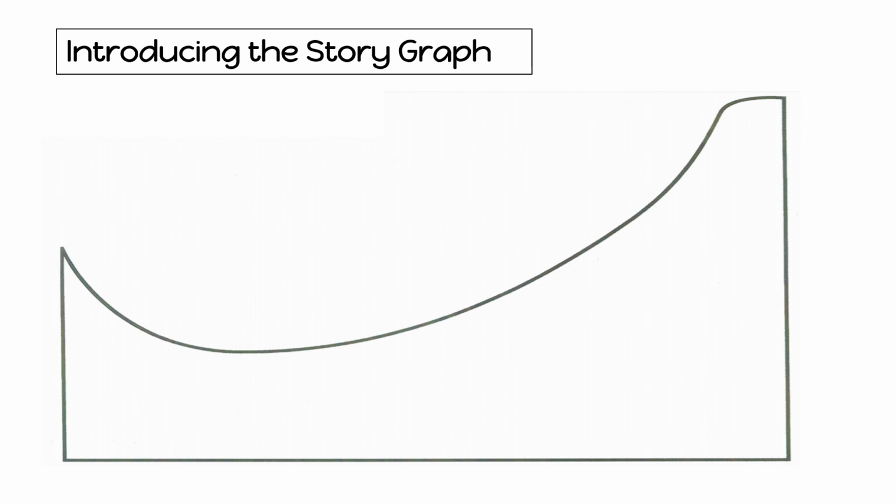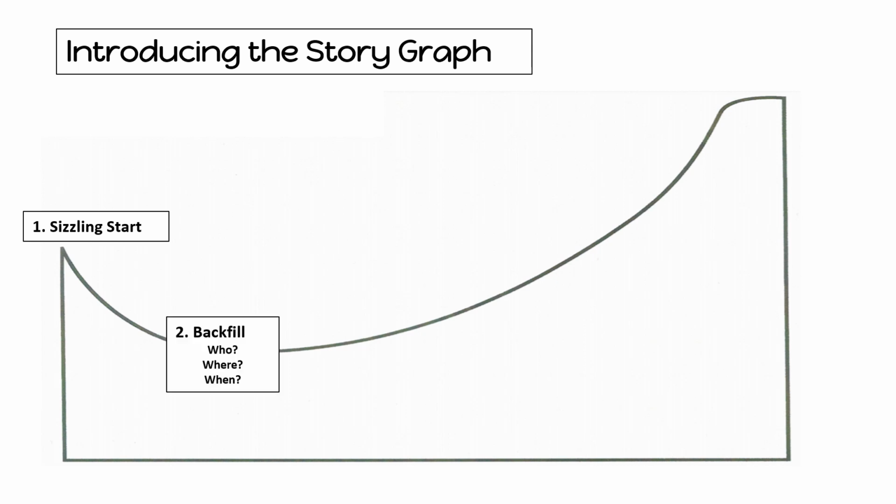So here's our story graph. Can you see it sort of looks like a mountain that we're gradually building up until we get to the top where we have our exciting ending. So we start with number 1, a sizzling start. We're going to grab our reader's attention and want them to read our story. Then we're going to provide our reader with some backfill. We're going to tell them who's in the story, where it's happening, and when it's happening.